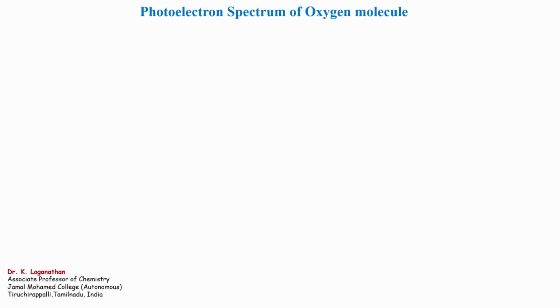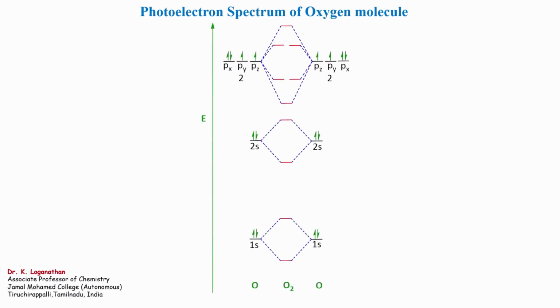Photoelectron spectrum of oxygen molecule. It can be explained by considering the molecular orbital diagram of oxygen molecule. This is the molecular orbital diagram of oxygen molecule. It contains totally 16 electrons.